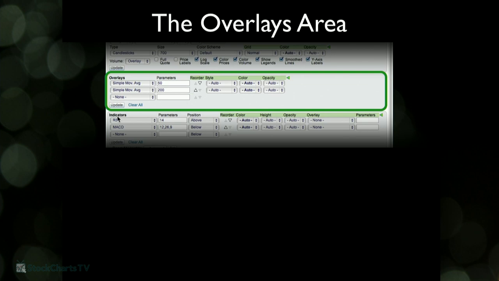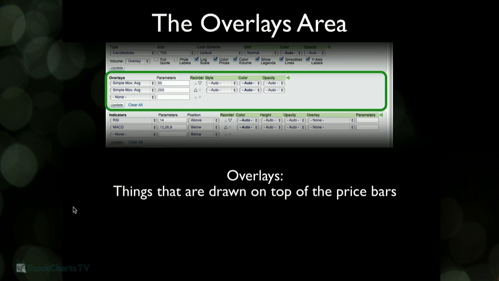And then we can see below this is the indicator area, but this is the overlay area we're going to be focusing on. The idea is you make some changes here, and then you press the update button, and those changes will then get reflected in your chart. Remember, overlays are lines that are drawn on top of the price bars. That's the best way to remember them.